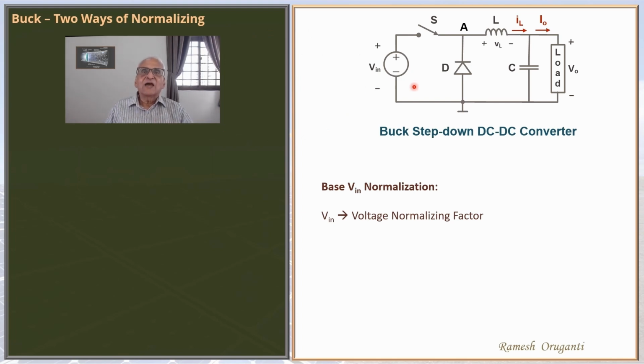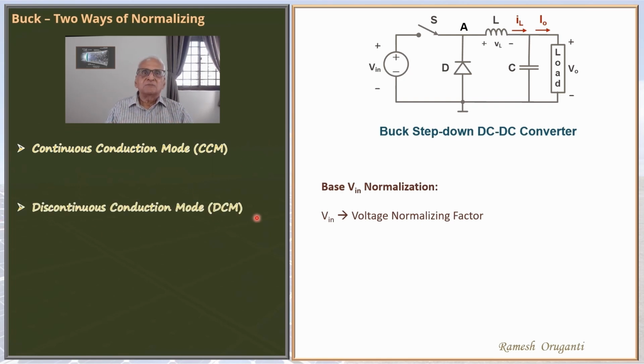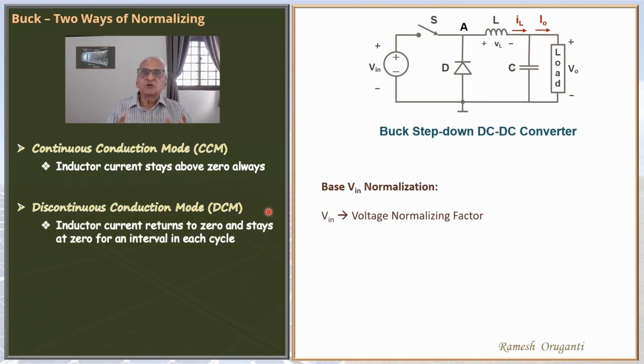Buck converter has two modes of operation: continuous conduction mode or CCM and discontinuous conduction mode or DCM. In continuous conduction mode, the inductor current always stays above zero. In discontinuous conduction mode, the inductor current comes and touches zero and stays at zero for some interval called the discontinuous interval.